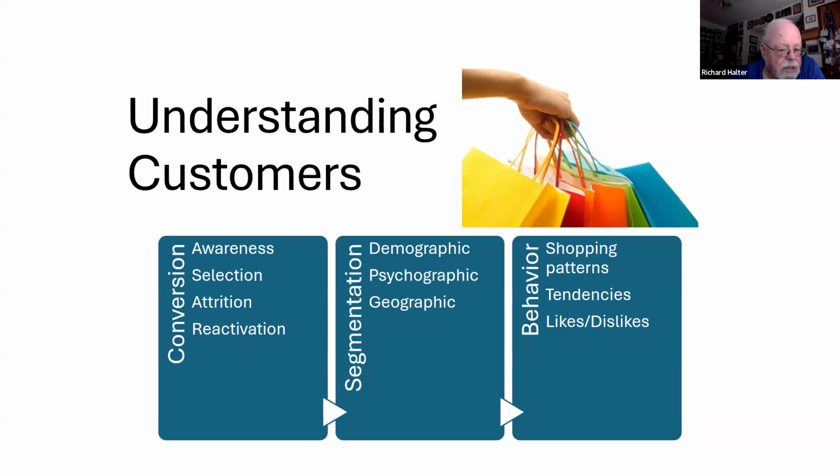So the next thing is their tendencies. What are the tendencies to buy whatever they do? And of course, the likes and dislikes. If you've got something that isn't selling, you want to make sure that you get rid of that and put something else in there. So you've got to understand what your customer is doing. How do you convert them? What segment are they dealing with, and what is their behavior?